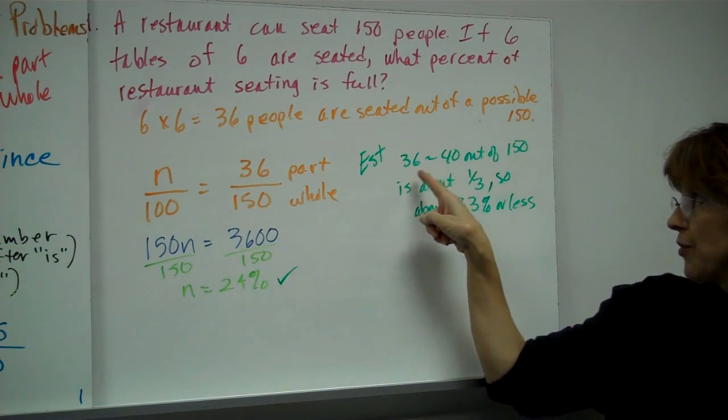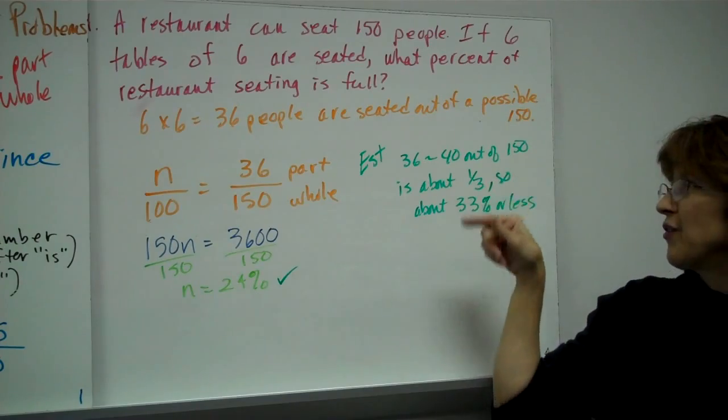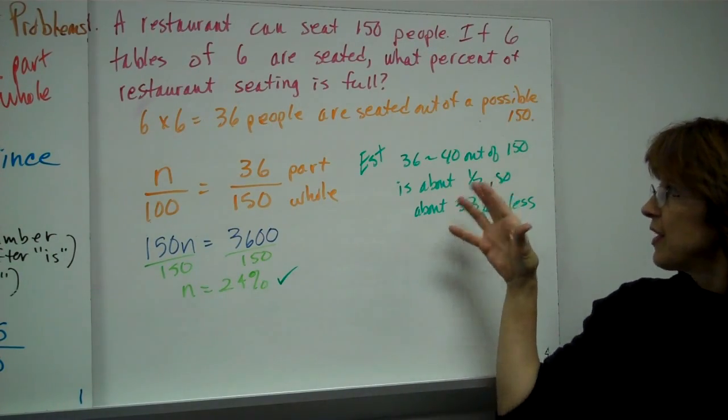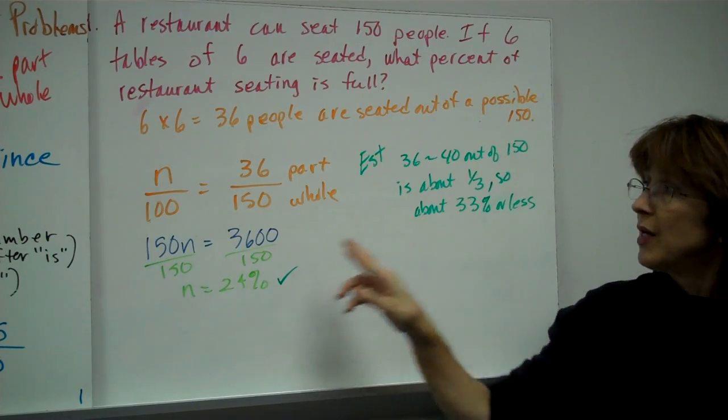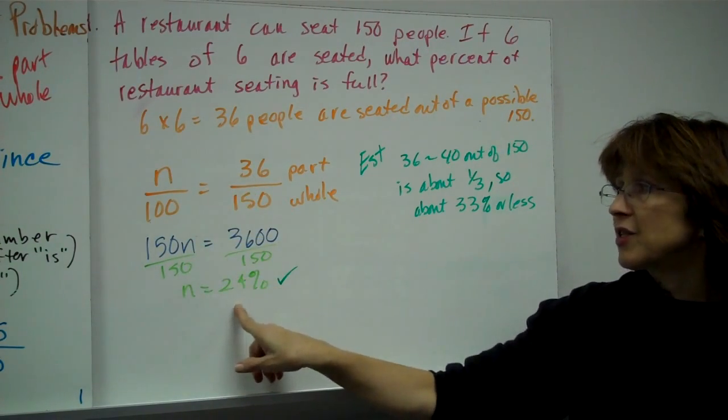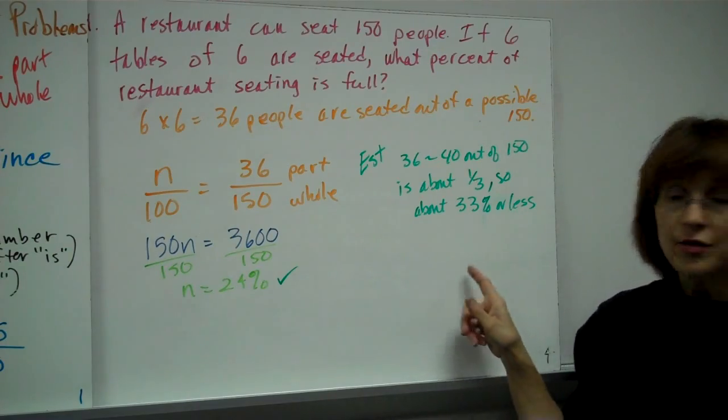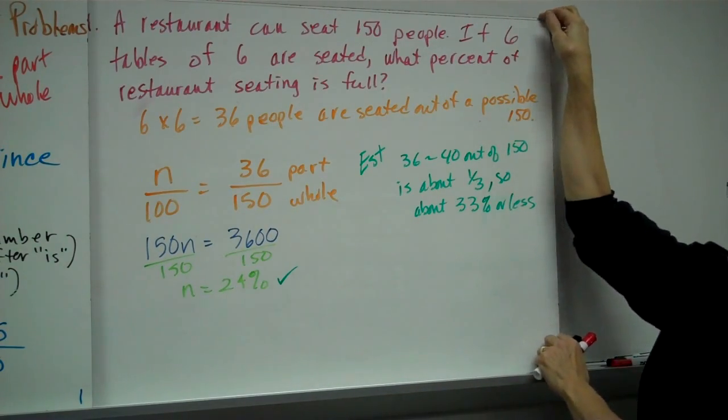Again, you think about estimating. Well, 36 is about 40. 40 out of 150 is almost close to 50, and 50 out of 150 is 1/3. So I'm thinking it's going to be less than 33%, because that's 1/3. So we do our cross products, and we find out that it's 24%. So I knew it was less than 33, and that's exactly what it is.